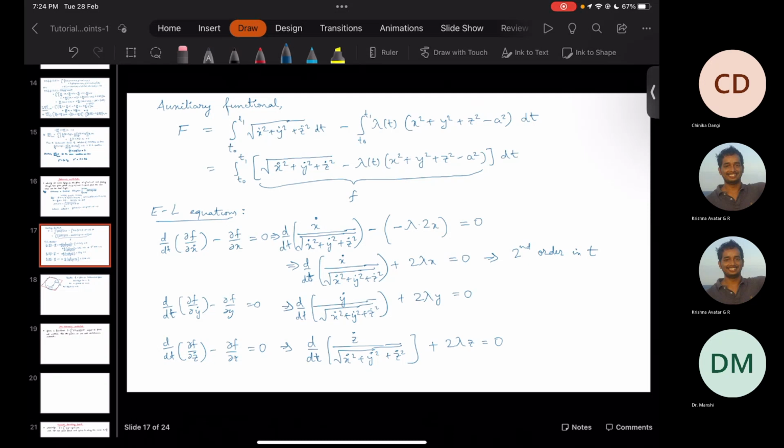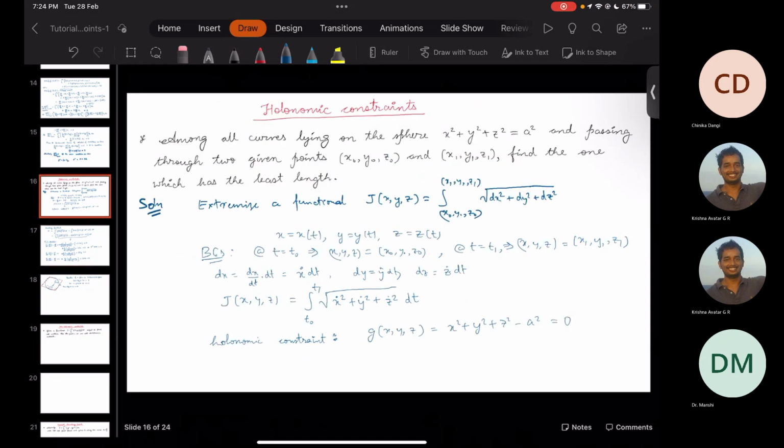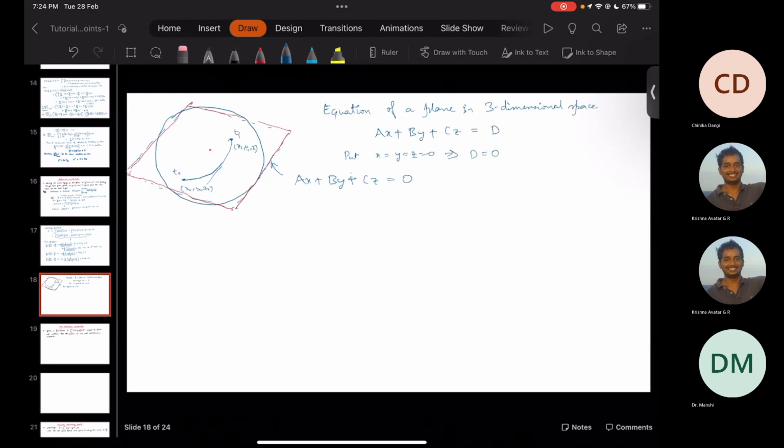What we need to do first is eliminate the lambdas. And how will you eliminate lambdas? The first step is, when you take a look at the curves, right? x square plus y square plus z square is a square. Let me write it here. Let's differentiate it with respect to t. So this gives us 2x x dot plus 2y y dot plus 2z z dot is equal to 0, isn't it?